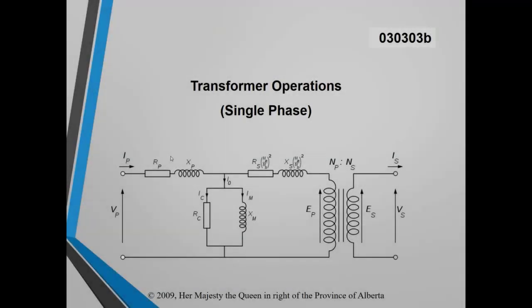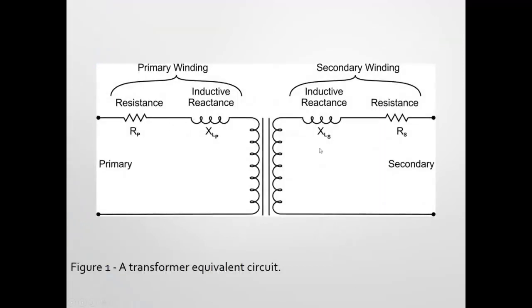So this module here is going to talk a little bit more about the operation of a transformer and what's going on as we go from no load to full load. So when we're looking at a transformer, it's got a primary winding wrapped around a common core, and it's got a secondary winding wrapped around that same common core.